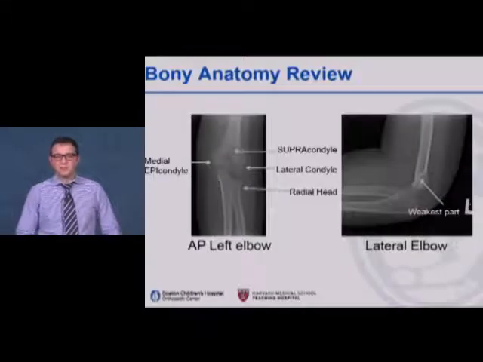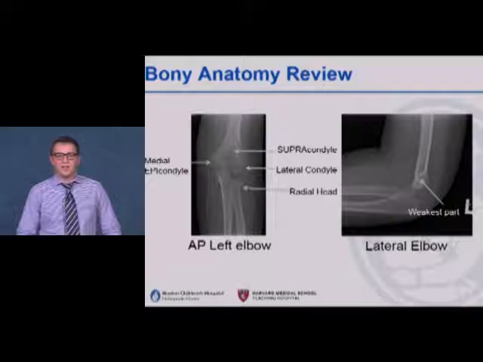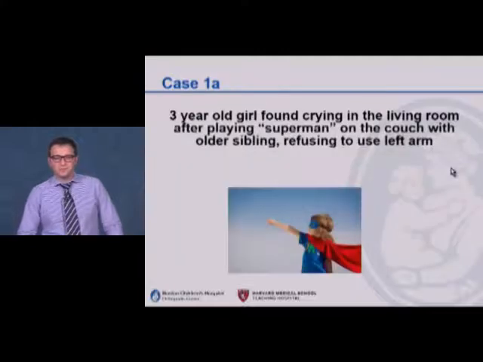And just to review some of the bony anatomy, if you think about the areas of where you can have an injury, the supracondylar area is at the top. The medial epicondyle is on the inside part of the elbow, in continuity almost with the ulna. The lateral condyle is opposite of the radial head on the lateral aspect of the elbow. And by far and away on the lateral, this is the weakest part of the elbow, which is called the supracondylar region.